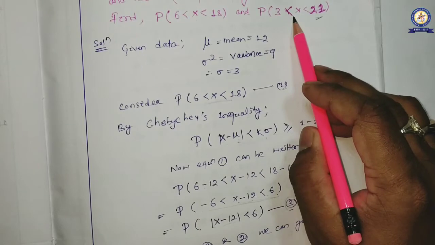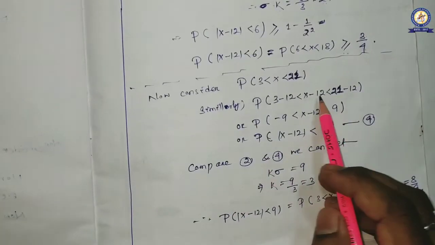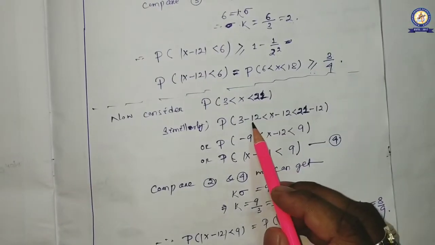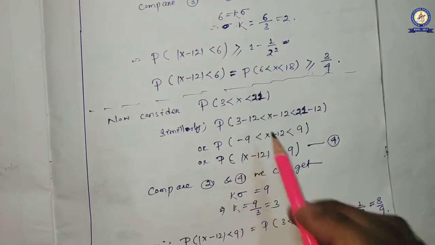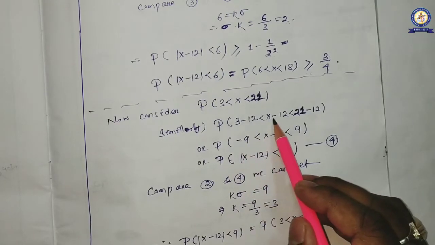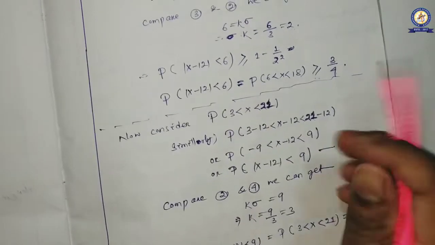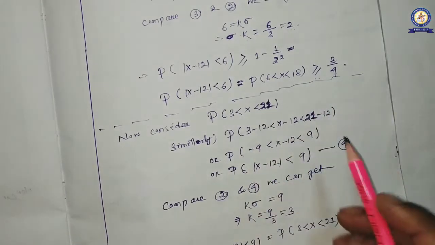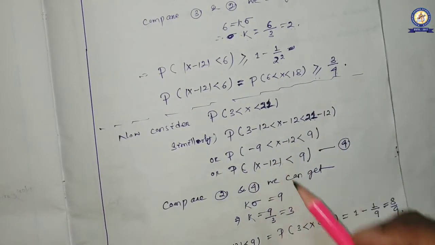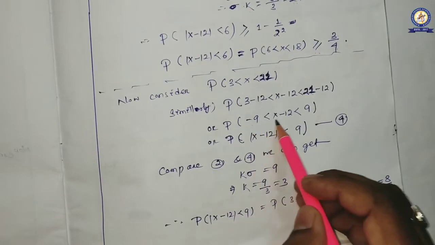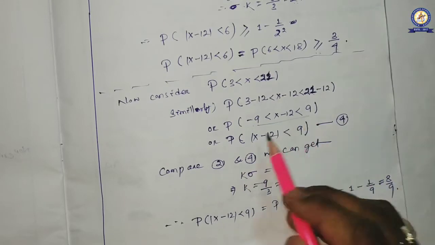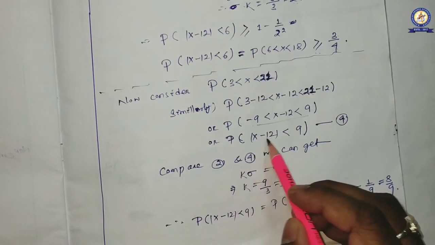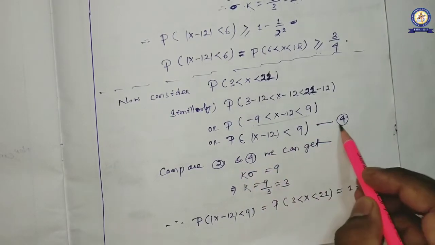Now we are going to go for this one, 3 less than x less than 21. In a similar way we are going to subtract 12 from each of the terms. So 3 minus 12, x minus 12, 21 minus 12, which I am going to make equivalent to Chebyshev's inequality. Okay, so here we found minus 9, x minus 12, less than 9, or we can write this range as the probability of the absolute value of x minus 12 less than 9. Let this be your equation number 4.